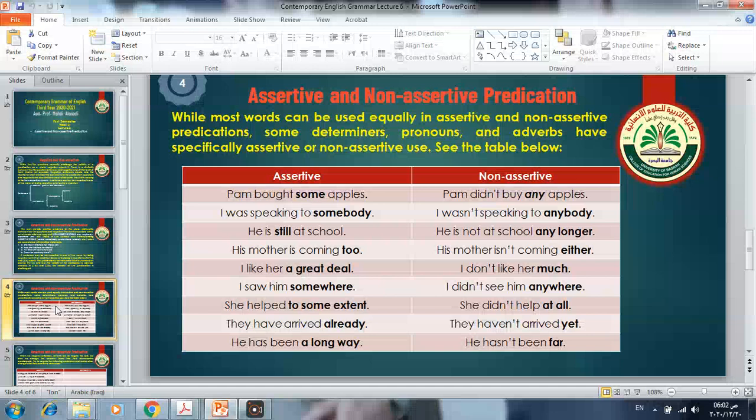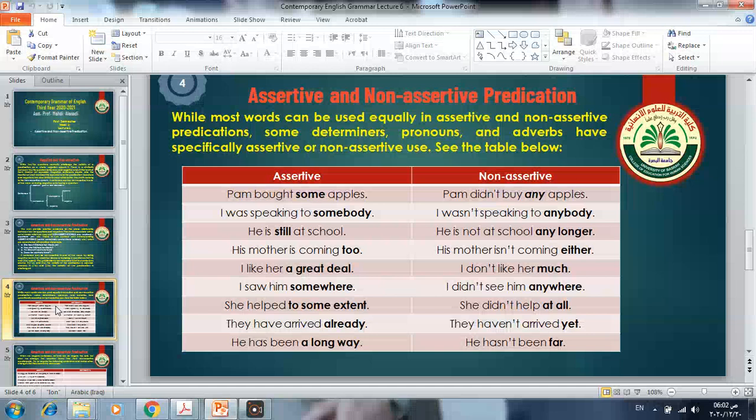They have arrived already. They haven't arrived yet. So already is replaced with yet. He has been a long way. He hasn't been far. So a long way, far.